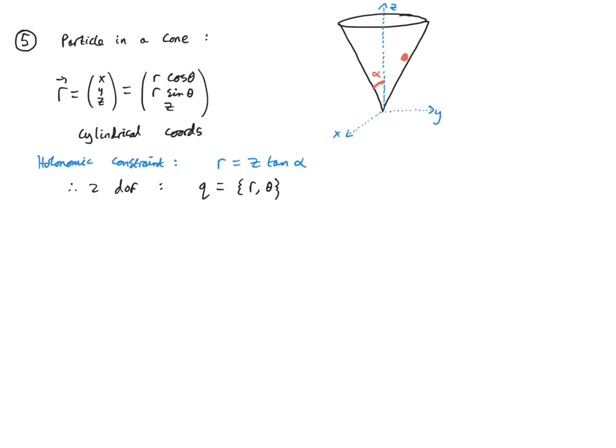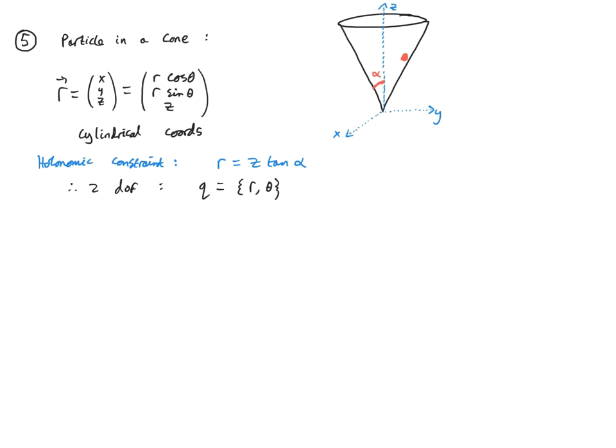So this choice of generalized coordinates is a good choice. They are complete in the sense that all points on the cone are describable by only r and theta once we know the angle alpha of the cone. These 2 generalized coordinates are also independent, meaning that we have a full range of movement for r when we fix theta and vice versa.